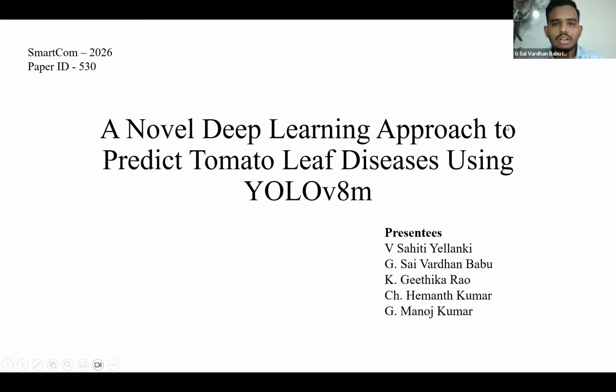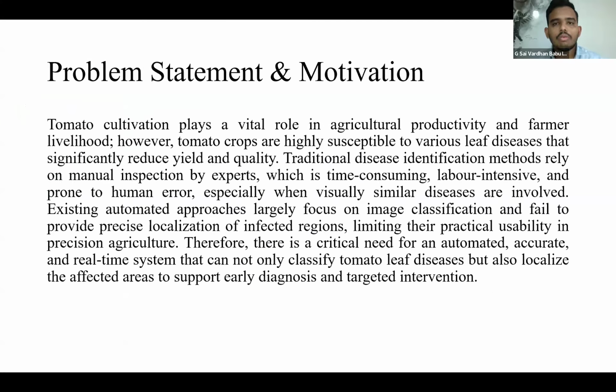Good afternoon, sir. Once again, I'm Saivardhan Babu. I'm here to present our research work titled A Novel Deep Learning Approach to Predict Tomato Leaf Diseases using a YOLO V8M model. I'm the corresponding author, and our author is V. Sahiti Yelanki ma'am.